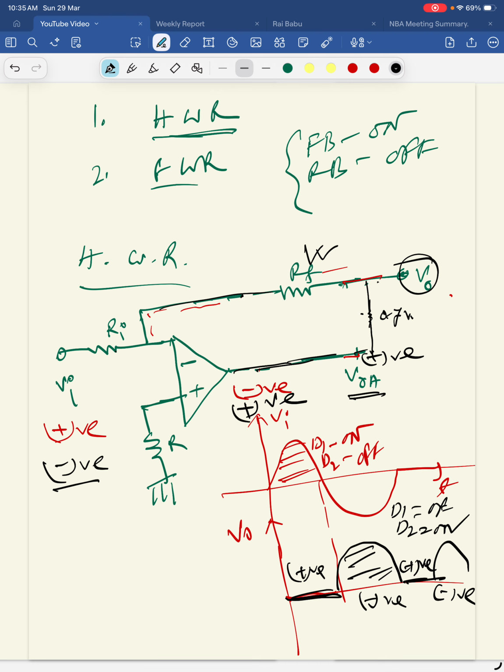So in the near future we will come with new videos, and the immediate next video we will come up with full wave rectifier circuits. Okay, the precision full wave rectifier circuits.